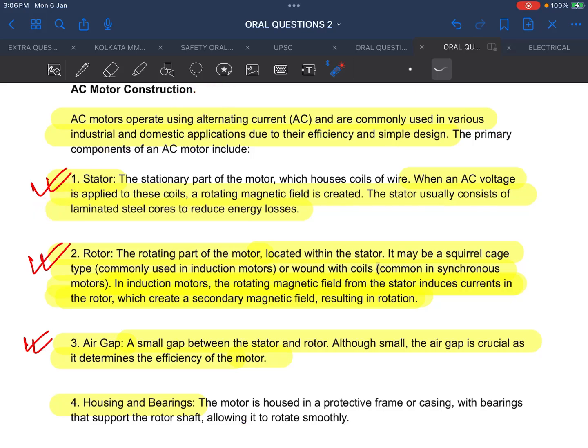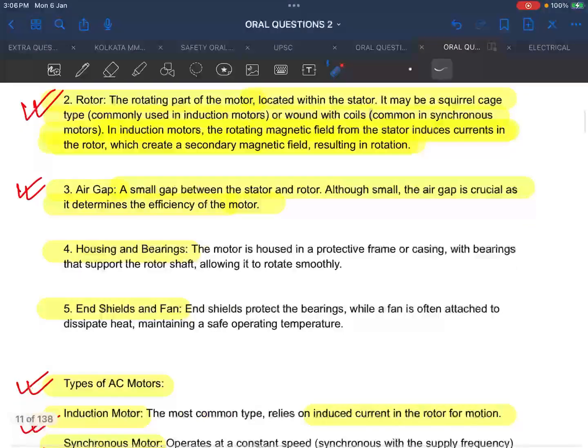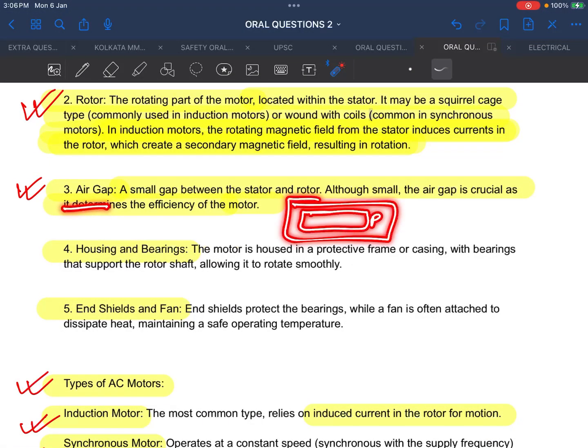There is a stator, which is the stationary part. There is a rotor, which is the rotating part, made up of laminated steel with copper conductor bars. And there is an air gap between stator and rotor. Like this is the rotor, this is the stator, and there is an air gap, about 2 mm. The air gap must be there.